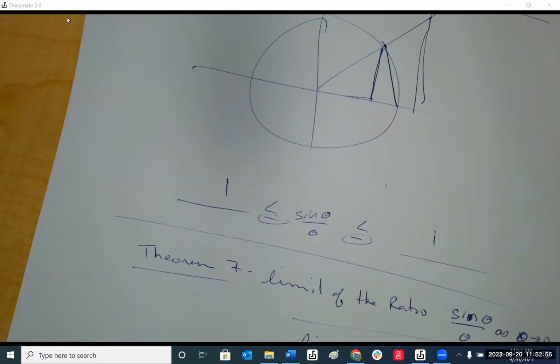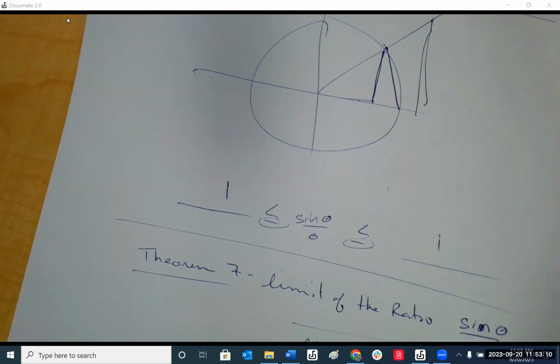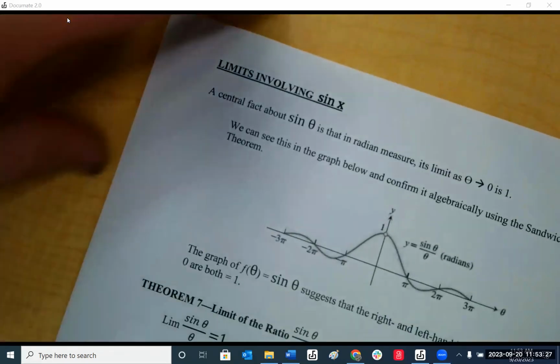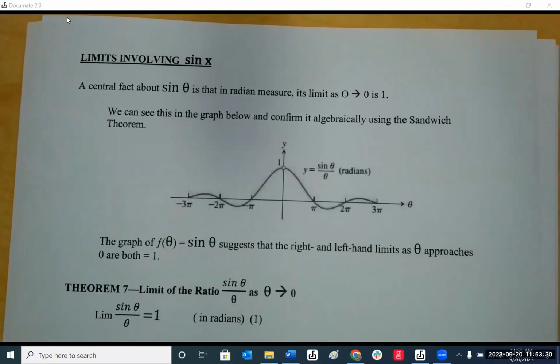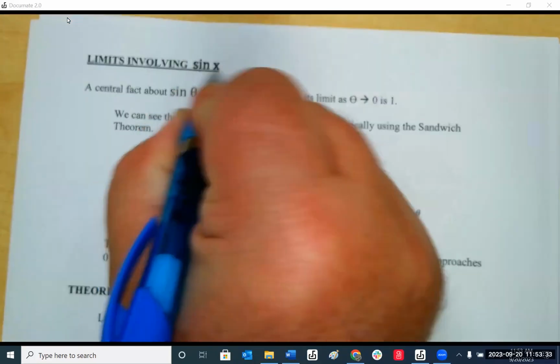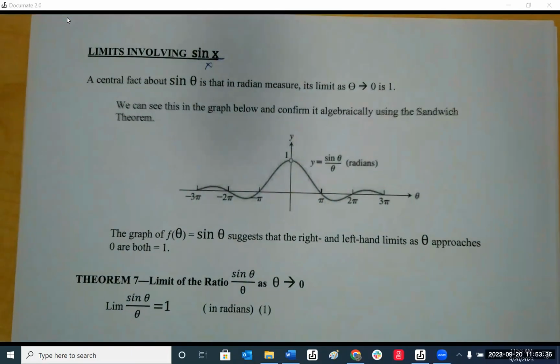Okay. And that's where it gets complex. Because if you had cosine, then you'd have to convert it to 1 minus sine squared theta. The proof is converting it from cosine to a sine function that will allow you to use theorem 7. Let's see if there's an example here. Involving sine x over x. This is what I just showed you.